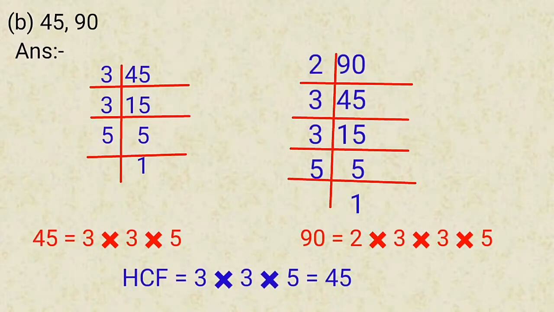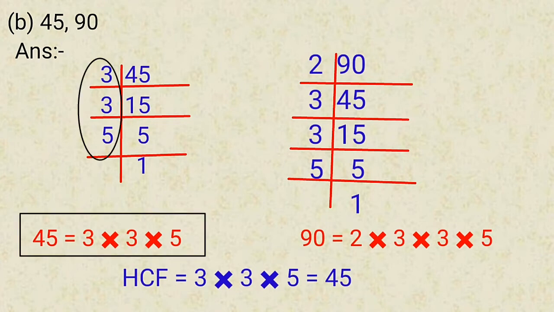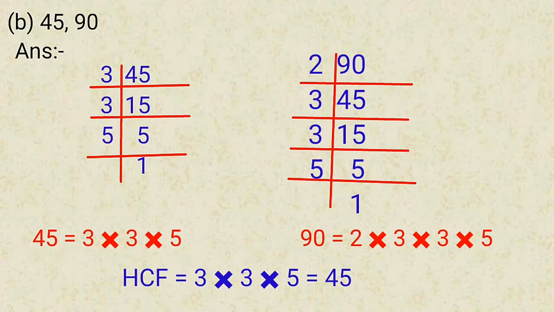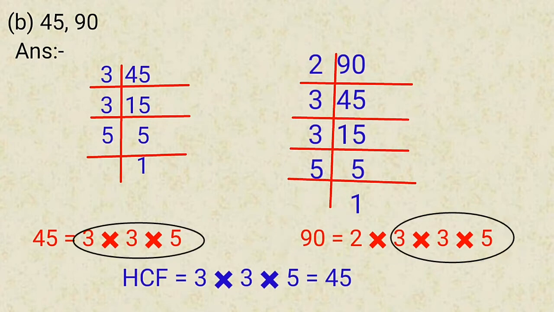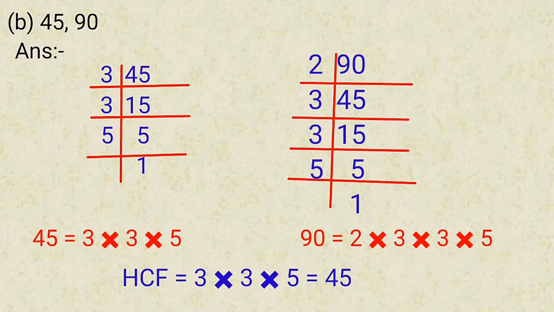B part is 45 and 90. Now factors of 45, 3 15s are 45, 3 5s are 15, 5 1s are 5. So we get 1 at the bottom. So factors of 45 is equal to 3 into 3 into 5. Now factors of 90, 2 45s are 90, 3 15s are 45, 3 5s are 15, 5 1s are 5. So factors of 90 is equal to 2 into 3 into 3 into 5. Now let's take out common factors which are 3, 3 and 5. So HCF is equal to 3 into 3 into 5 is equal to 45. Answer.